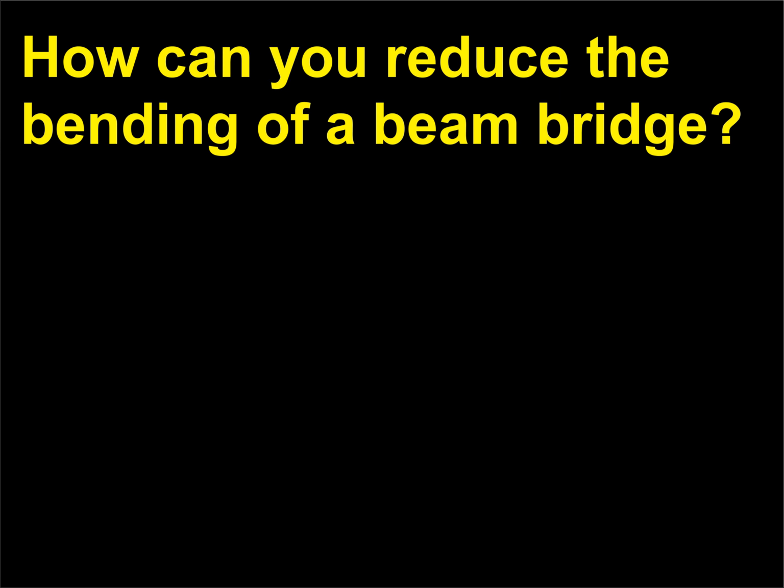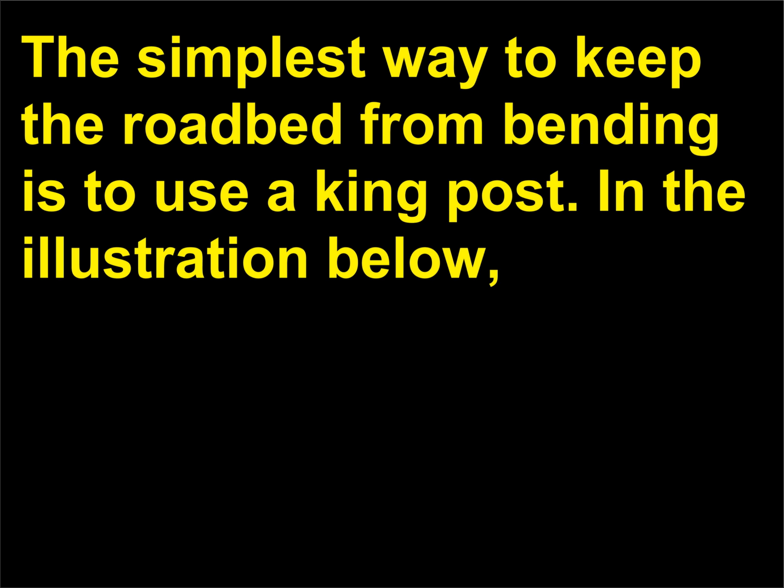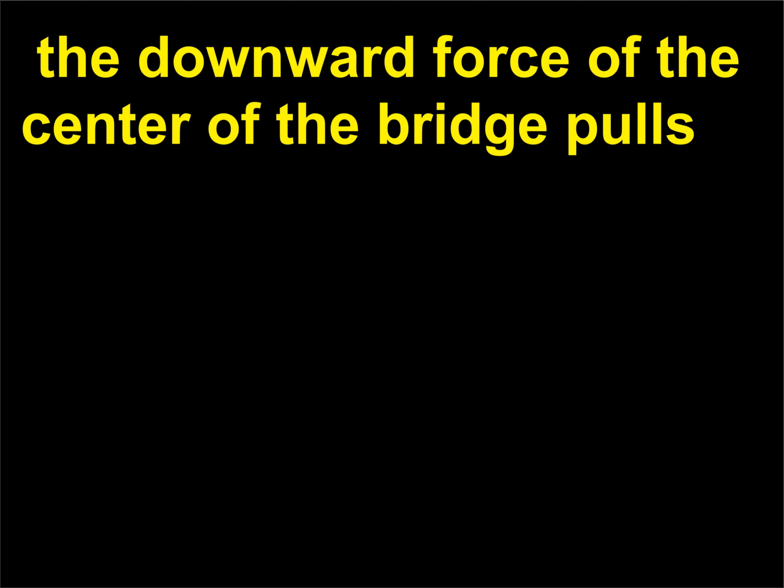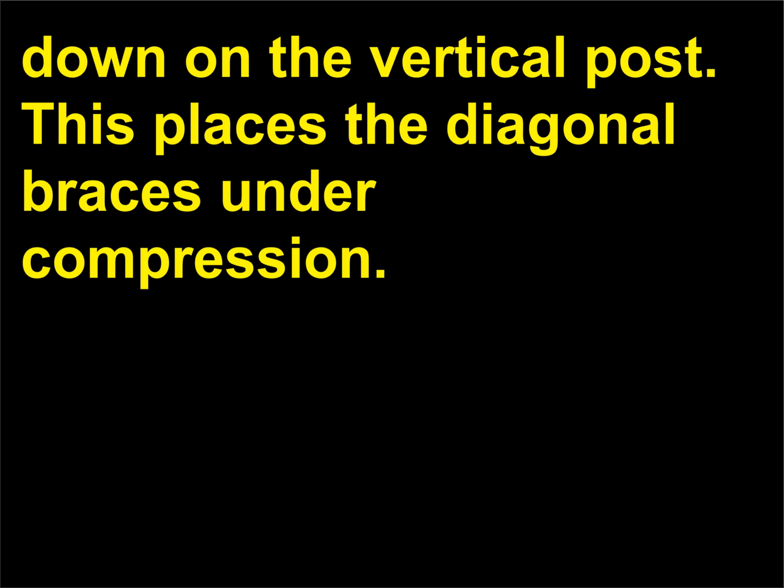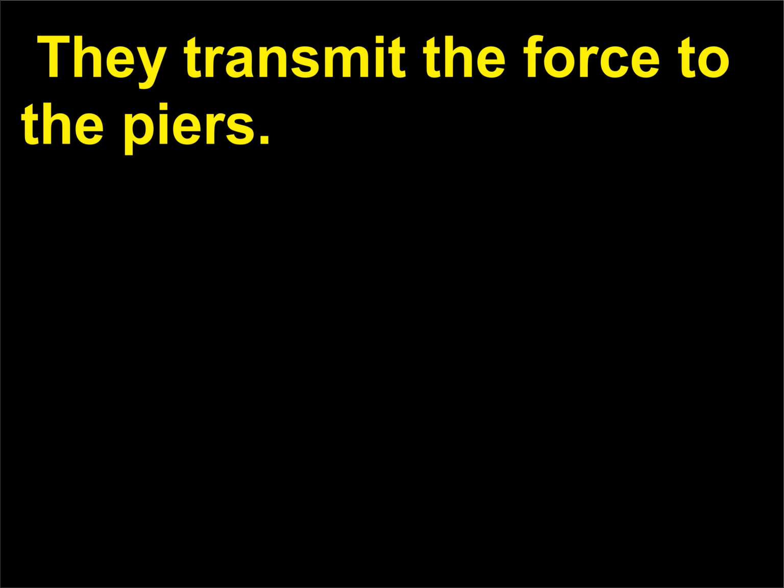How can you reduce the bending of a beam bridge? The simplest way to keep the roadbed from bending is to use a king post. In the illustration below, the downward force of the center of the bridge pulls down on the vertical post. This places the diagonal braces under compression. They transmit the force to the piers.